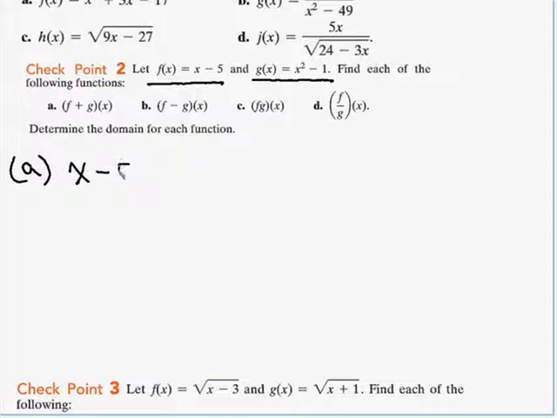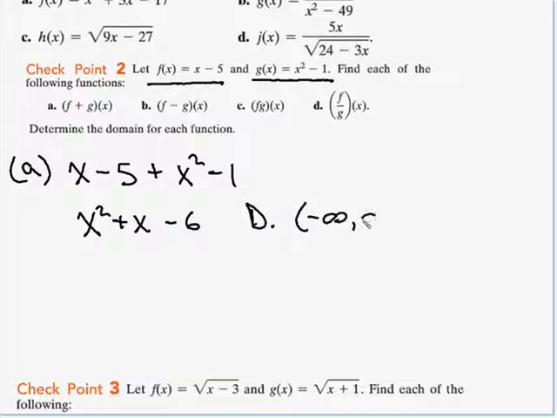So f of x is x minus 5, and to that we're going to add the other function. And if we collect up our like terms, we're going to have x squared plus x minus 6. And again, domain, all real numbers, from negative to positive infinity.